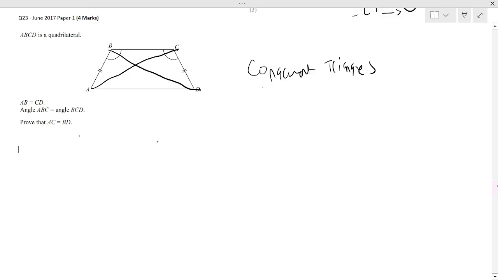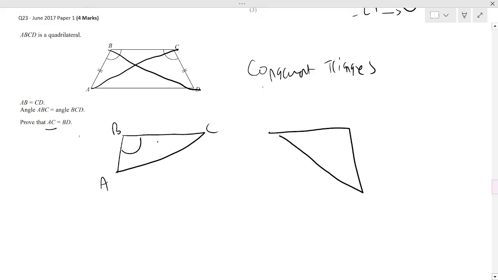But then we're going to need 2 triangles. So one of them's going to have to have AC in. So I think it's going to be this triangle here, A, B, and C, with this angle here, and this triangle here, B, C, D, and that'll be the angle. That's not a right angle, bear in mind. We also know that this side is equal to this.